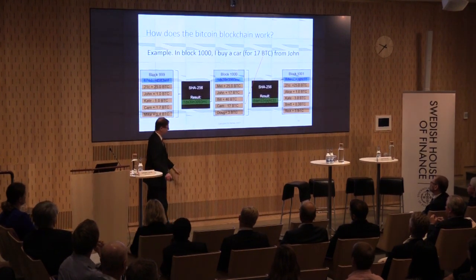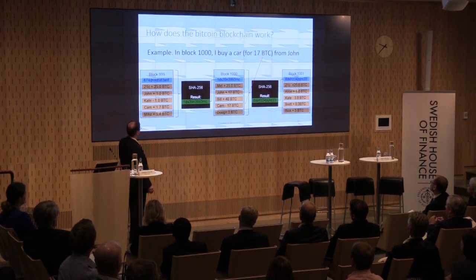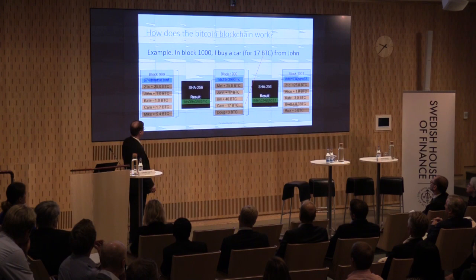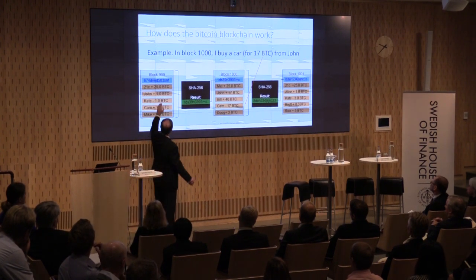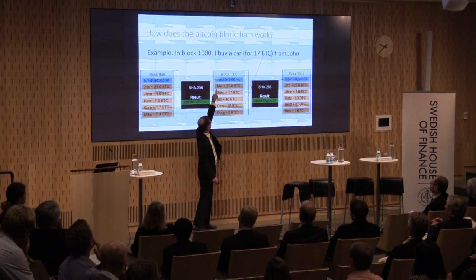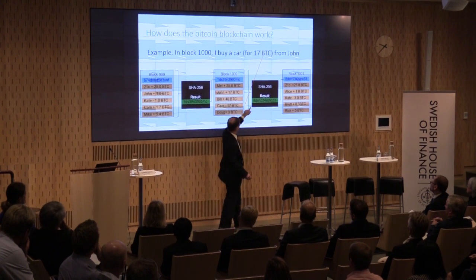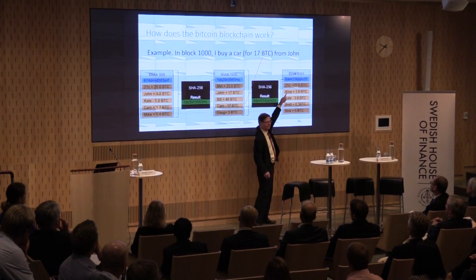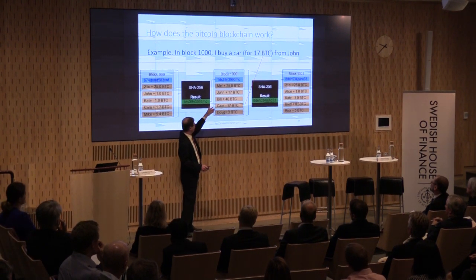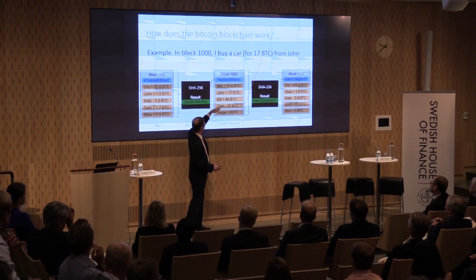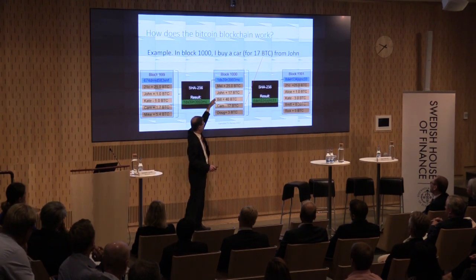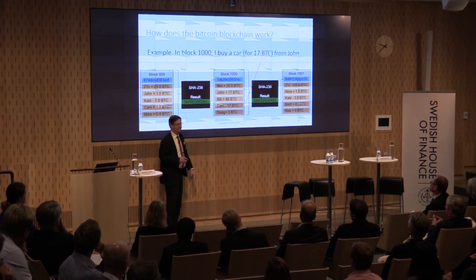So let me demonstrate. This is a highly simplified example. The hashing is simpler even, but this is just some transactions. And in this block, notice that the block is hashed, and then this hash appears at the top, and then this block hashed, and again at the top. Okay, this is very simple. In block 1000, I do this transaction where I buy a car for 17 Bitcoin from John. So I get the car from John, and I pay John 17 Bitcoin.